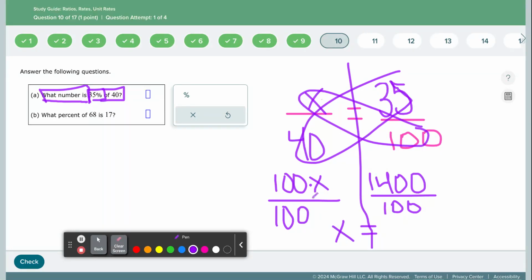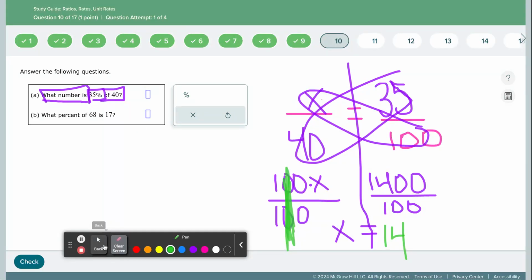Now, how does this get X by itself? You should know by now, but we've gone over this. 100 over 100 is the same thing as 1. If you eat 100 slices out of 100 slices, you ate the whole pizza, right? Well, if this is 1, that means you're left with 1x or just x. Cool. And then 1,400 divided by 100 gets me the number 14.